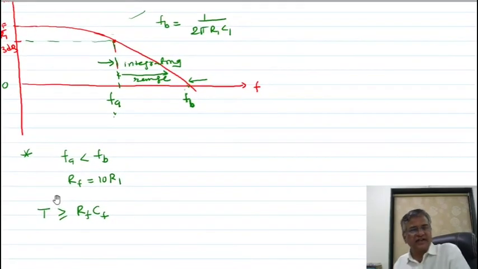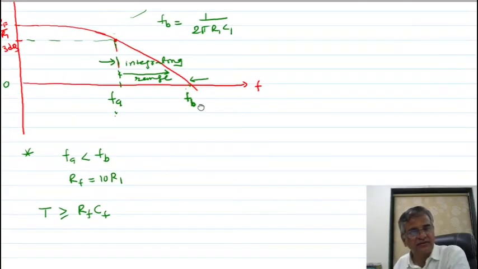Suppose someone says, I want to integrate only one frequency. Then it is better you take FA and FB, and the frequency which you want to integrate, you select as FB, and FA should be FB by 10. Suppose you want to integrate a certain range of frequencies, then you select the lower frequency FA and the higher frequency FB.